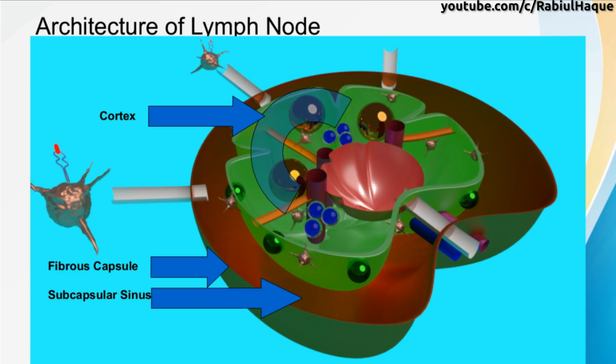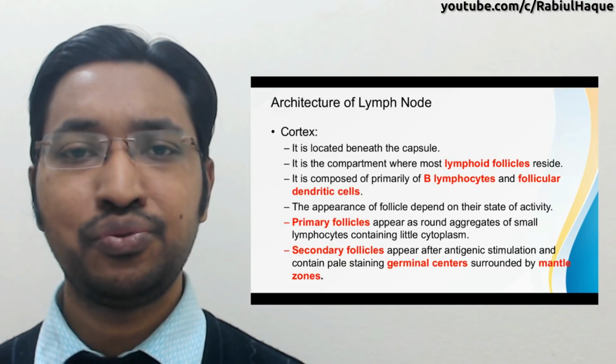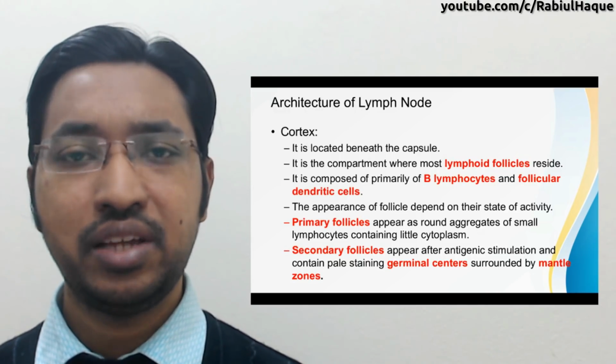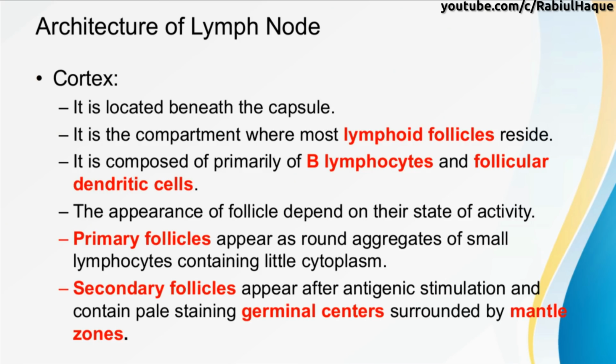Just beneath the cortex, this portion is the paracortex, and beneath the paracortex towards the hilum we can see the medulla. So first, let's talk about the architecture of the cortex of the lymph nodes. It is located beneath the fibrous capsule. It is the compartment where most lymphoid follicles reside.